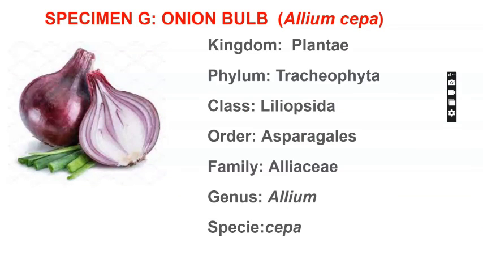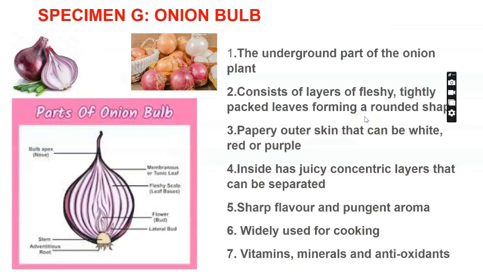Our next specimen, which is specimen G, is the onion bulb. The scientific name for the onion bulb is Allium cepa. So here is the classification. In case you are asked, please kindly do well to study them. Now, what do we have to say about the onion bulb, which is specimen G? One, you should know that it is the underground part of the onion plant. It consists of layers of fleshy and tightly packed leaves.